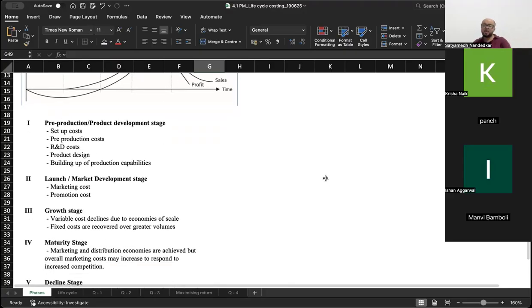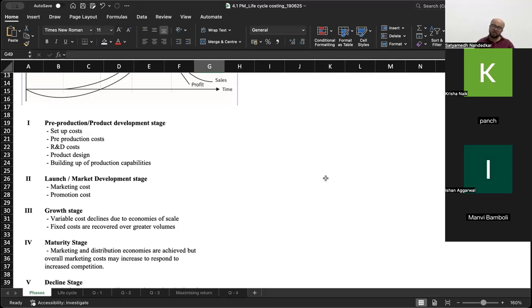After the launch phase, the product enters the growth phase when you actually start seeing the return of your hard work. At this stage, the variable costs start declining because of economies of scale. Since you are doing mass production, you will end up procuring items in bulk. When you procure items in bulk, naturally you will be able to get a discount, you will be able to economize on the overall production cost. Then fixed costs are recovered over greater volumes because the numerator remains the same but the denominator grows. So in the growth stage, costs decline, followed by the maturity stage.